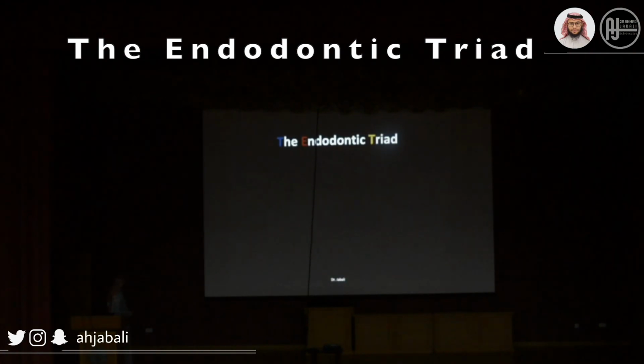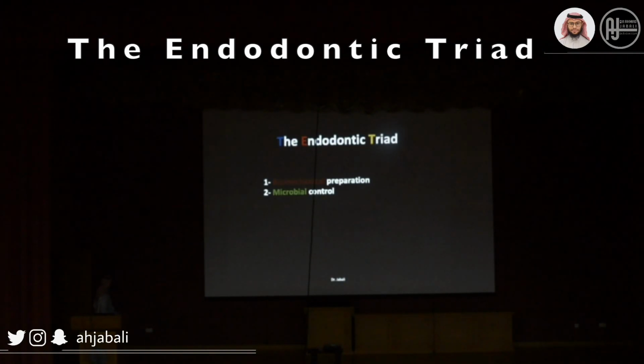So what is the triad of endodontic treatment? Biomechanical preparation, and you have microbial control, and the complete obturation of the root canal system.